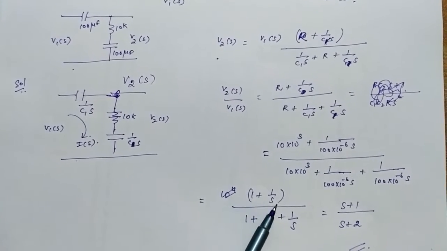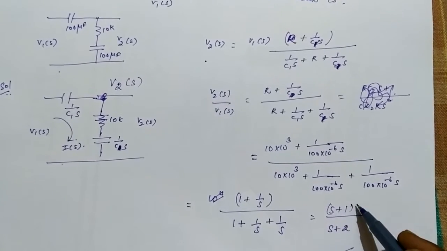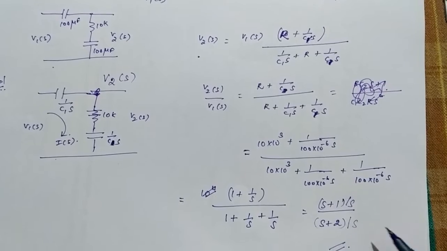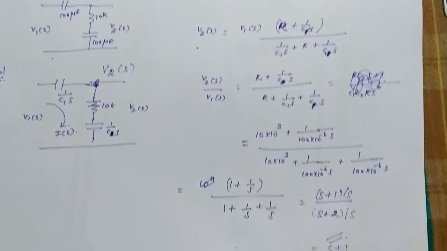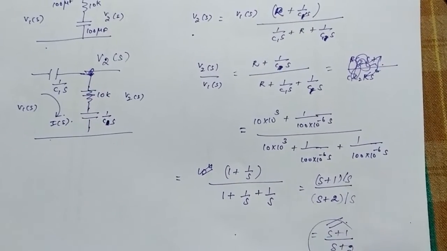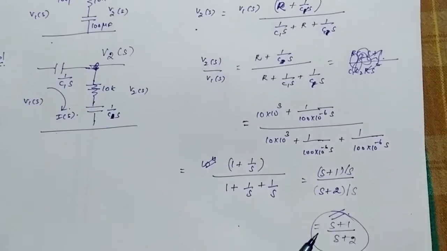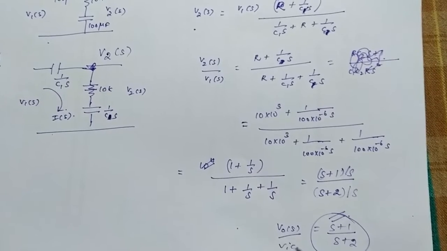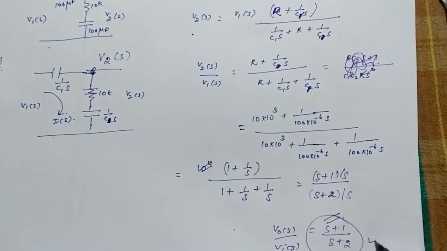Now you take LCM. In the numerator you take LCM, so we have S plus 1 over S. In the denominator you take LCM, S plus 2 over S. So these two S are cancelled. We have the answer, S plus 1 divided by S plus 2. So this is the answer for the given circuit. For this given circuit, we have the transfer function output by input as S plus 1 divided by S plus 2.